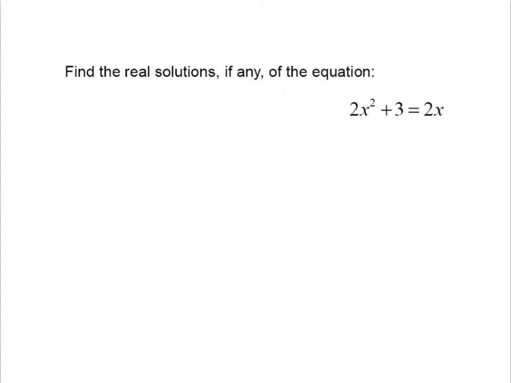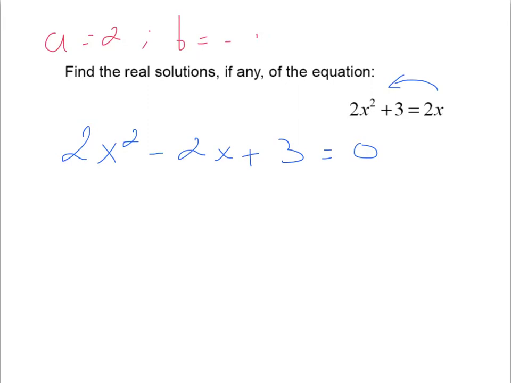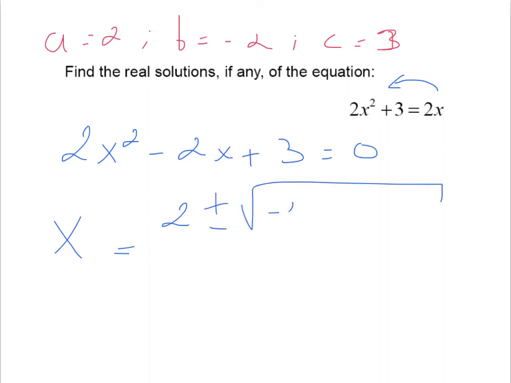Okay, so here, first of all, we need to rewrite this so we can move 2x to the left-hand side. So 2x squared minus 2x plus 3 equals 0. Here a equals 2, b equals negative 2, and c equals 3. So we can use the quadratic formula here.